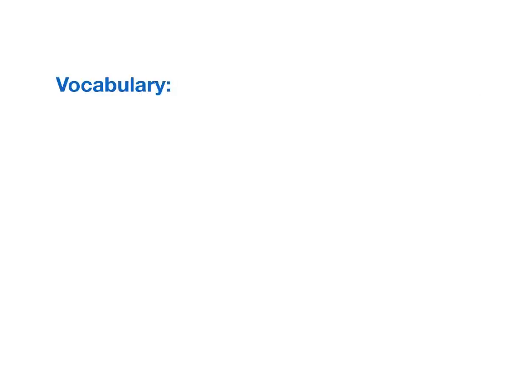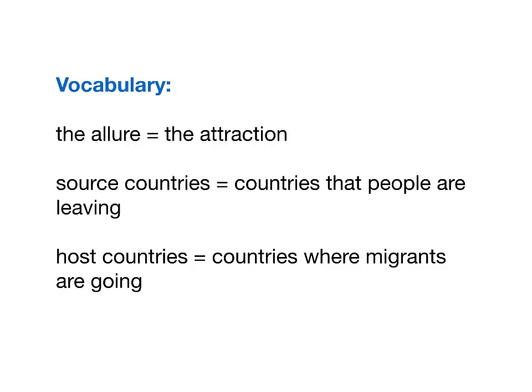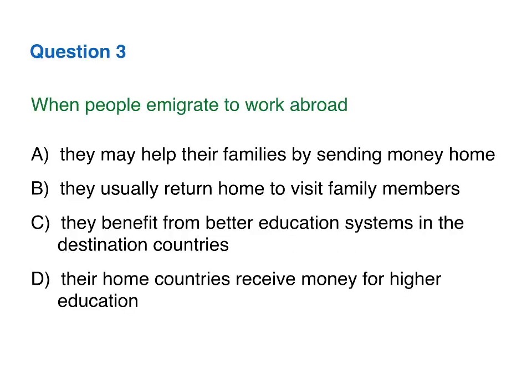Let's check the vocabulary from that question. We had the allure, which is the attraction. Source countries are the countries that people are leaving when they migrate. And host countries are the countries where the migrants are going to. Now we can move on to question 3. Here's the question, and let's underline some keywords as usual.